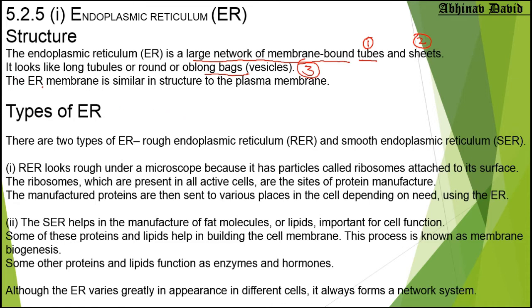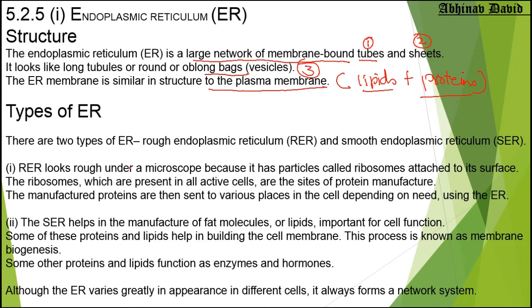Now the second point is the ER is similar in structure to plasma membrane. What does this mean? Similar in structure to plasma membrane means that it also has lipids and proteins, because the plasma membrane is made up of lipids and protein. So the membrane of the ER is made up of lipids and protein. Why it is made up of lipid and protein, you will come to know in the next part.